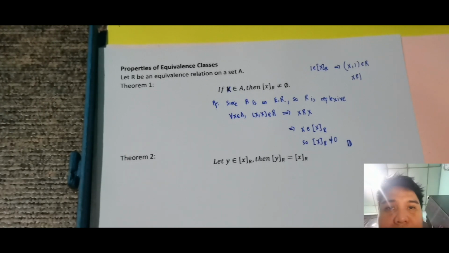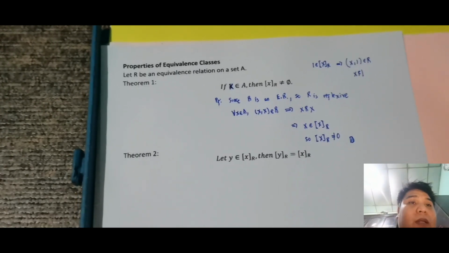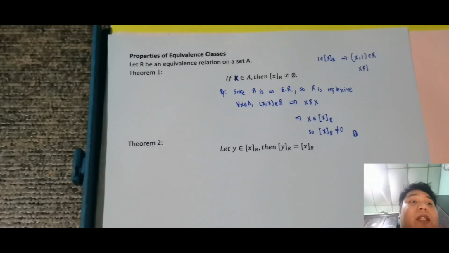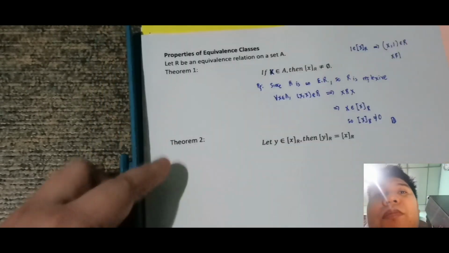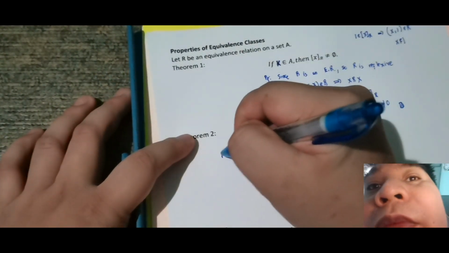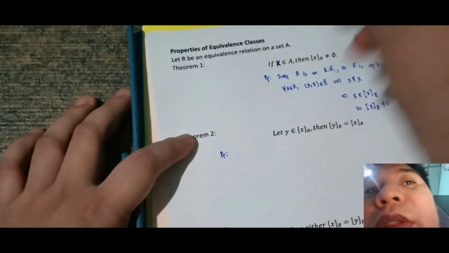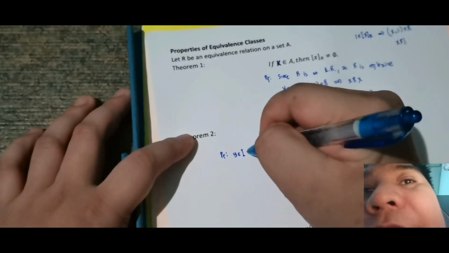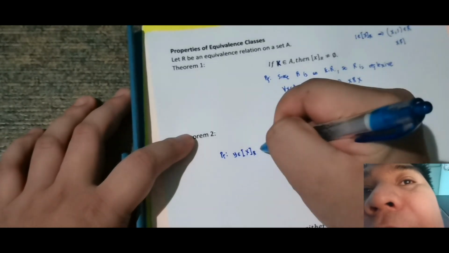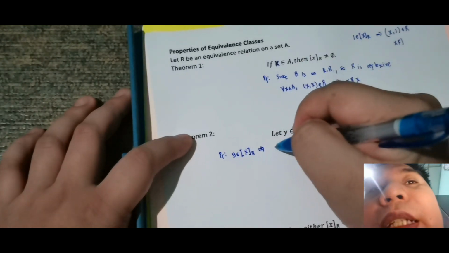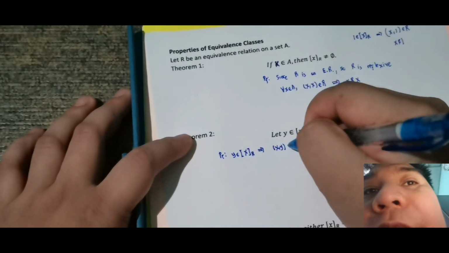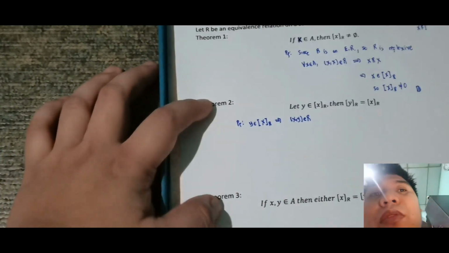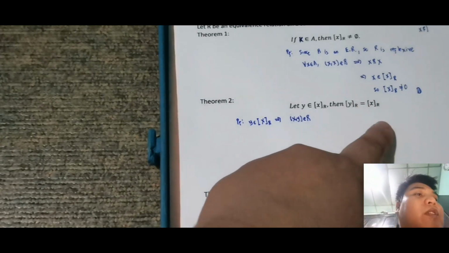Okay, so let's have theorem number 2. Let y be an element of the class represented by x, then the class represented by y is equal to the class represented by x. This is the proof. What is our assumption? y is an element of the class represented by x. This implies that x, y is an element of R. That's assumed. We need to show two things, since equality needs case 1, subset, and case 2, superset.